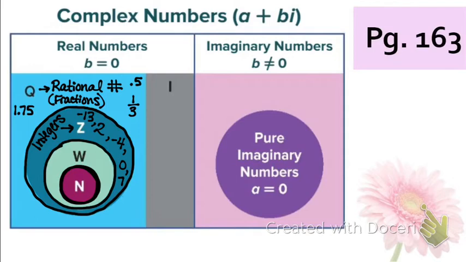Things that have decimals that have a pattern that repeats, like 1.479, 479, 479, on and on and on. If it has a pattern in the decimal, we can write it as a fraction, so that counts as a rational number. So far, so good?